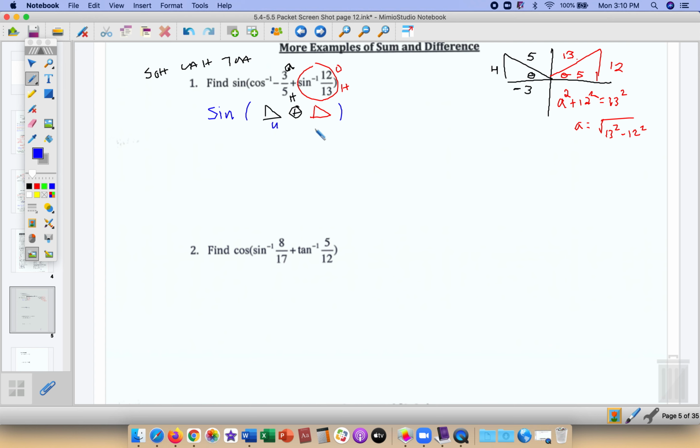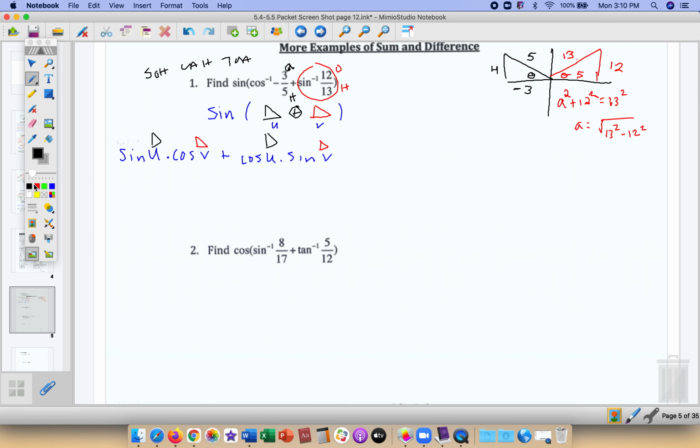So it's the sine of U plus V formula, right? So we know for that formula, it would be sine of U times the cosine of V plus cosine of U times the sine of V. Now I know in the U slot, I'm going to look at the dark triangle. And in the V spot, we know we're going to refer to the red triangle.